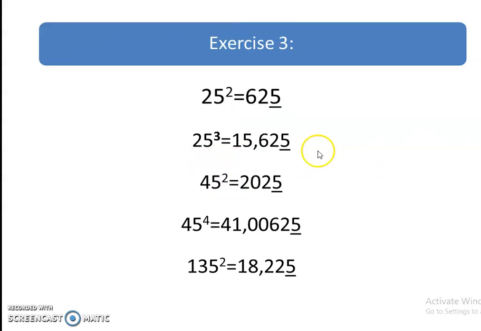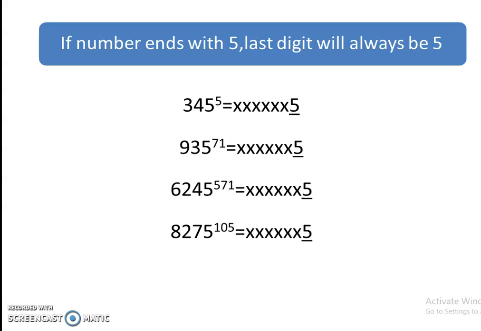Now let's do another exercise. In this exercise we are calculating the power of a number that ends with 5 and we are getting numbers that end with 5 only. So here the pattern is: if a number ends with 5, regardless of any power it will result in a number that also ends with 5, right? So now we can write: if a number ends with 5, the last digit will always be 5, right?